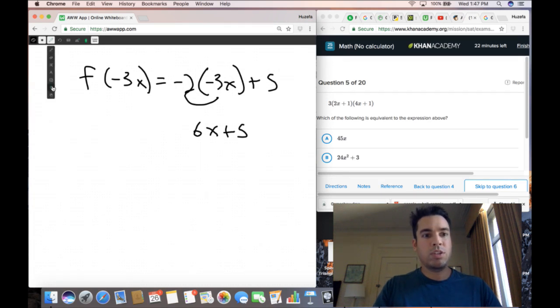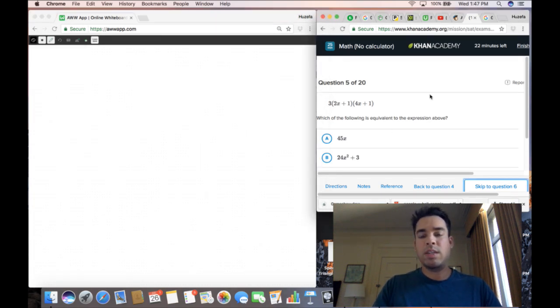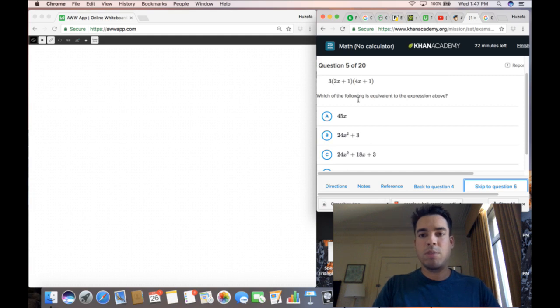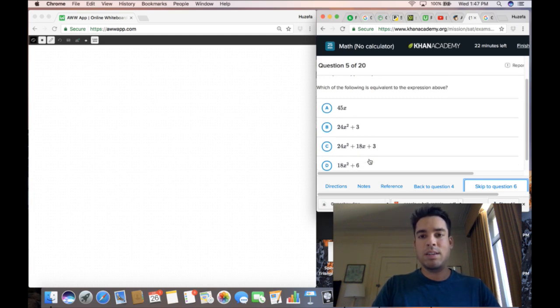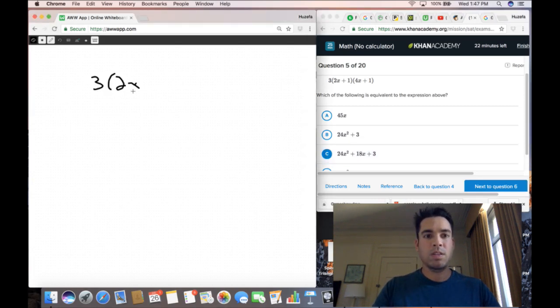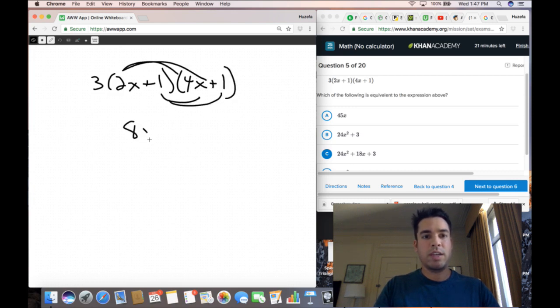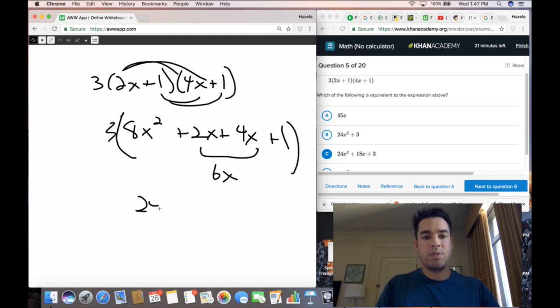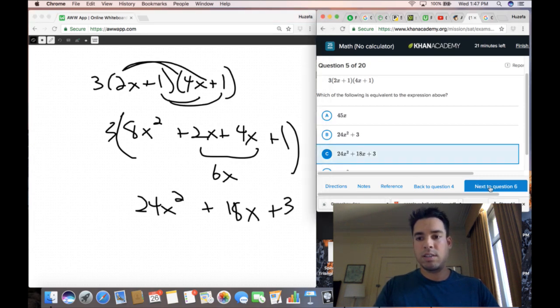Next one, we've got this problem. Which of the following is equivalent to the expression above? This one is pretty obviously wrong because there's no middle term. It's got to be C. We can pretty much safely say that, but let's just FOIL for fun. 4x plus 1. This goes here, here, and then here, and here, right? That's FOIL. 8x squared plus 2x plus 4x plus 1, and then this all times 3. These combine to give you 6x, and we get 24x squared plus 18x plus 3, and that's C.